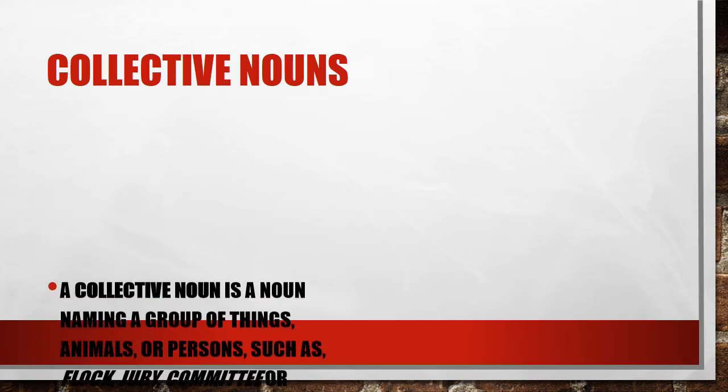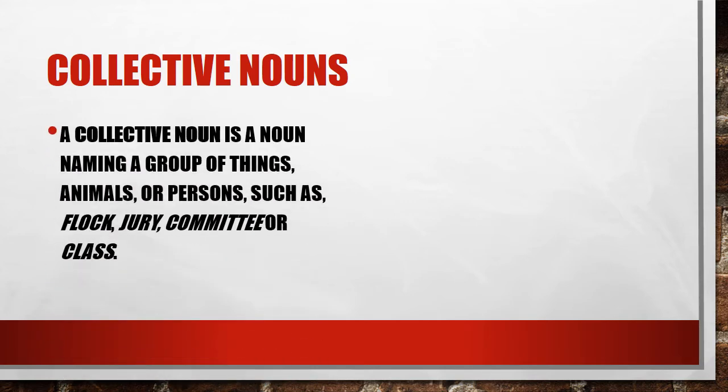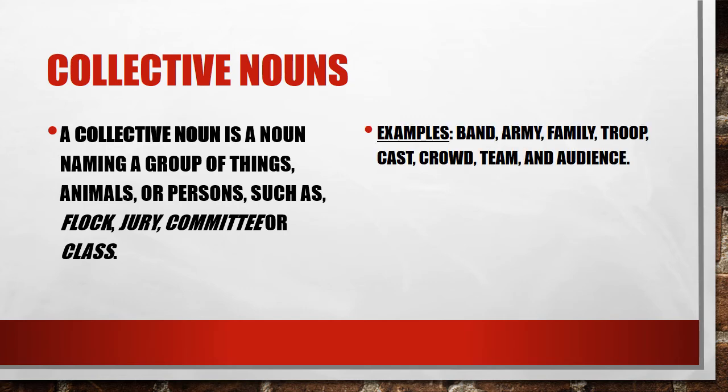Collective nouns. A collective noun is a noun naming a group of things, animals, or persons, such as flock, jury, committee, or class. And again, I'll give you a couple more examples: band, army, family, troop, cast, crowd, team, and audience. These are all things that we can group together.